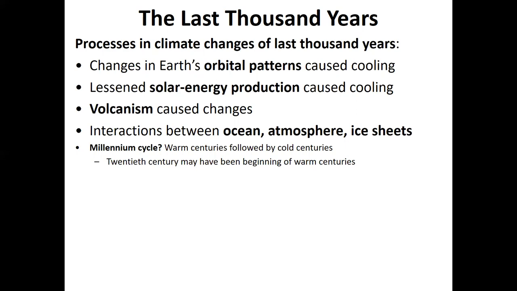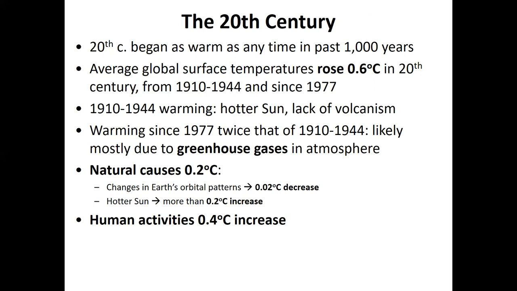And so it looks like there may be a millennium cycle with warm centuries followed by cold centuries. The 20th century may have been the beginning of a warm century. So that might be what explains the warming from 1900 to the year 2000. It could just be part of this cycle. The 20th century actually began as warm as any time in the past 1,000 years. So the year 1900 was as warm as any time in the past 1,000 years.